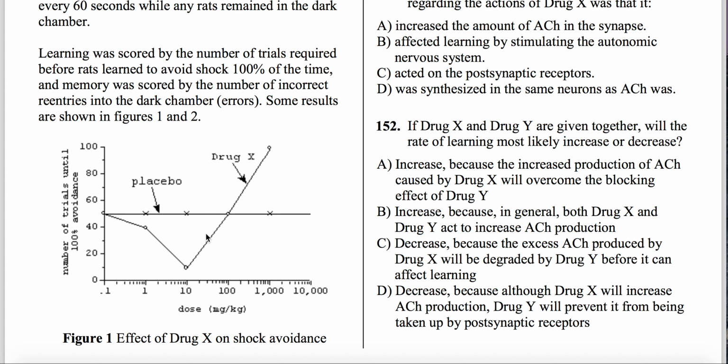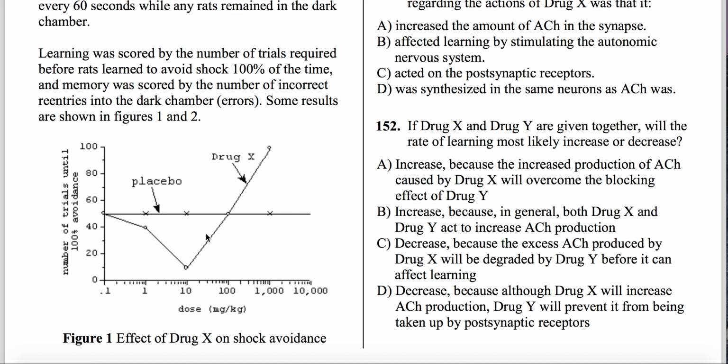So long as we add drug Y, it doesn't matter what we do with drug X. Drug X is not going to have any effect whatsoever. We can have unlimited amounts of acetylcholine, hypothetically, right? And those receptors will still be blocked. So adding drug X with drug Y should look exactly the same as having just drug Y. Okay? So, which means that the rate of learning should probably decrease, right? That's what Y does. You commit more errors and you don't learn as well.